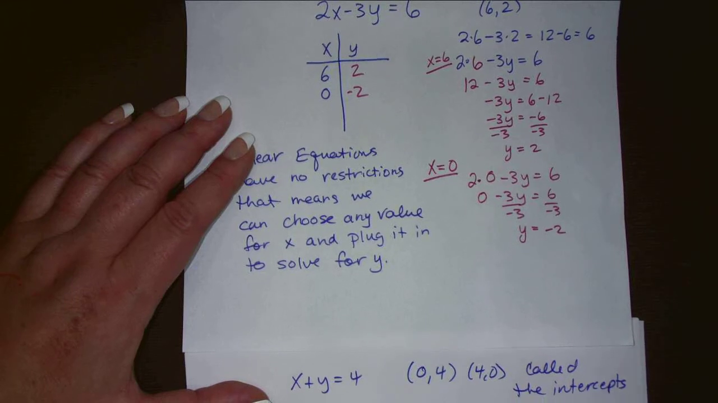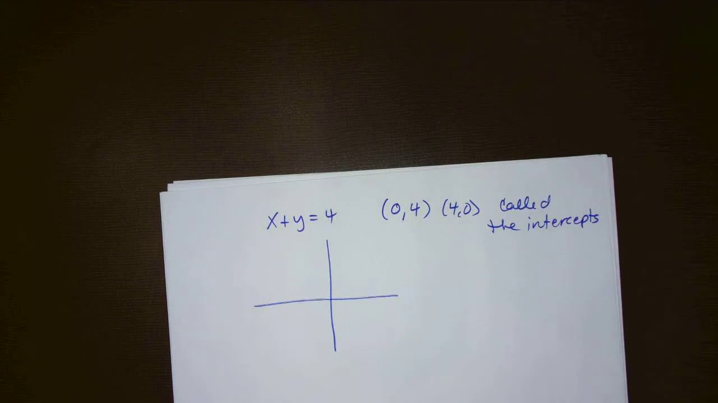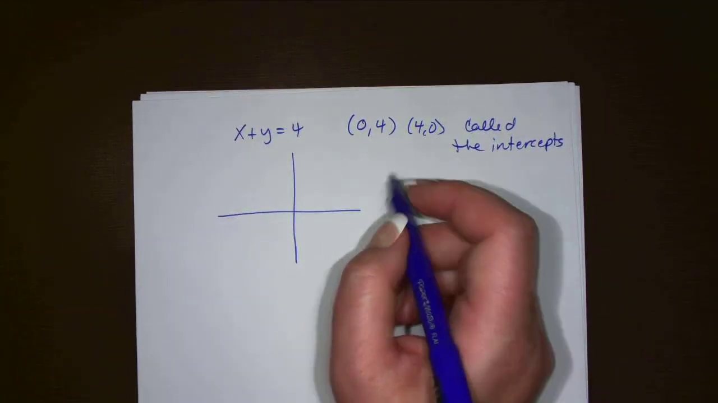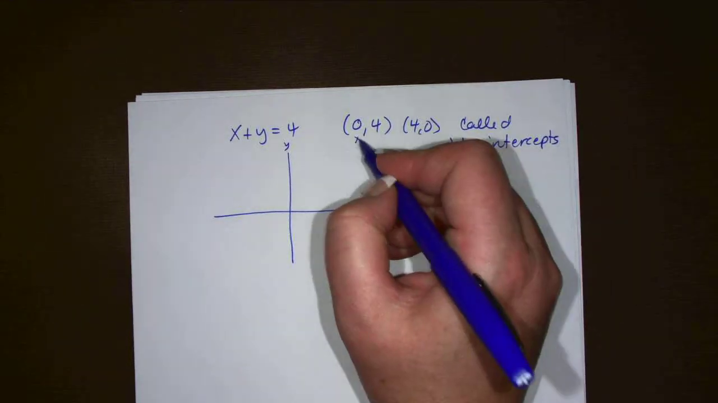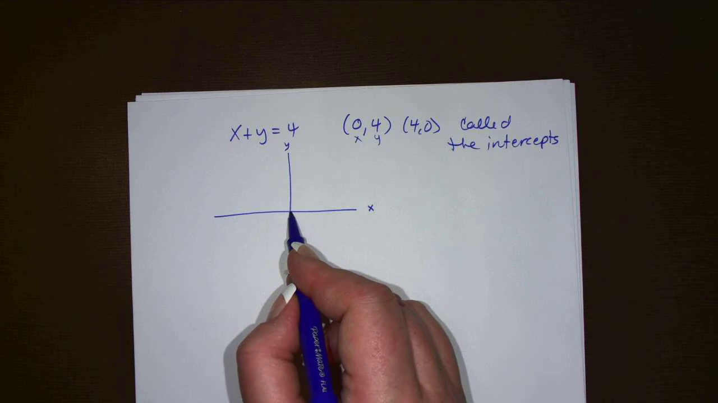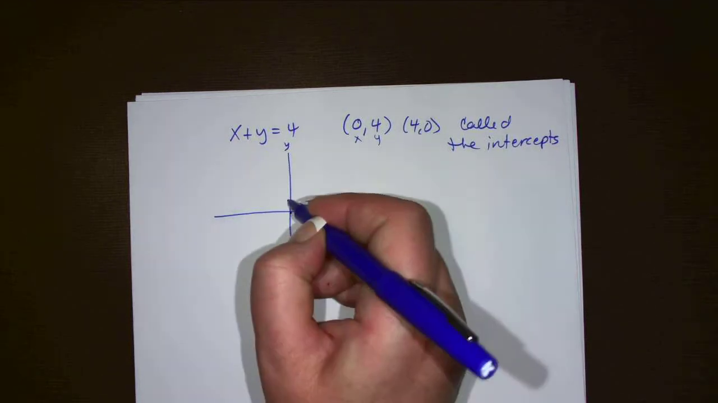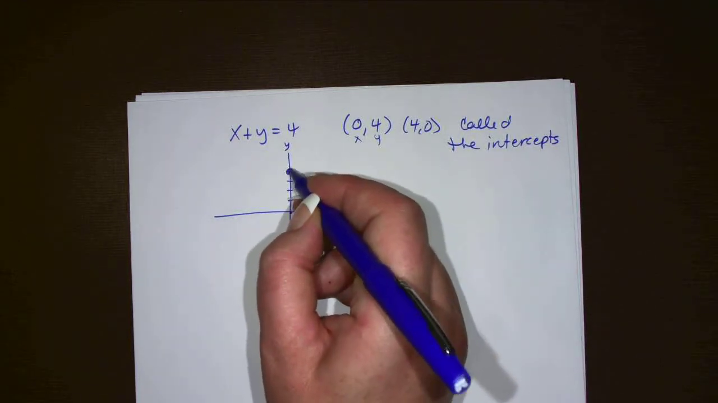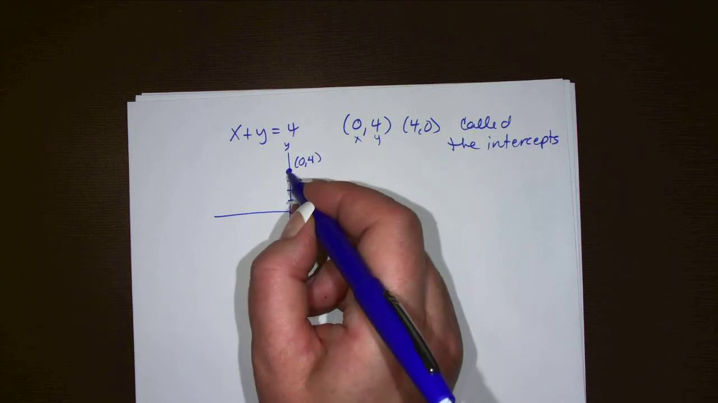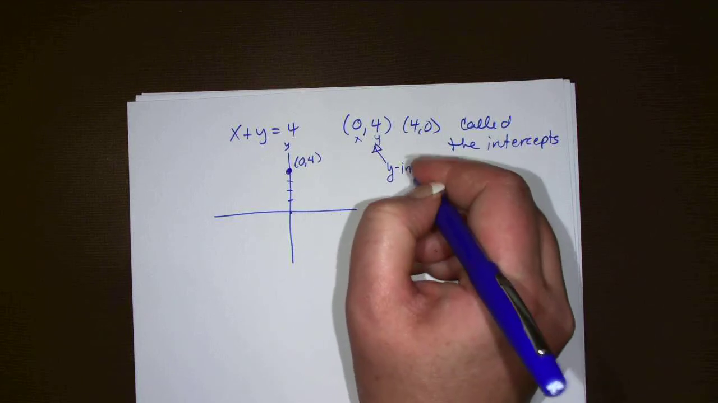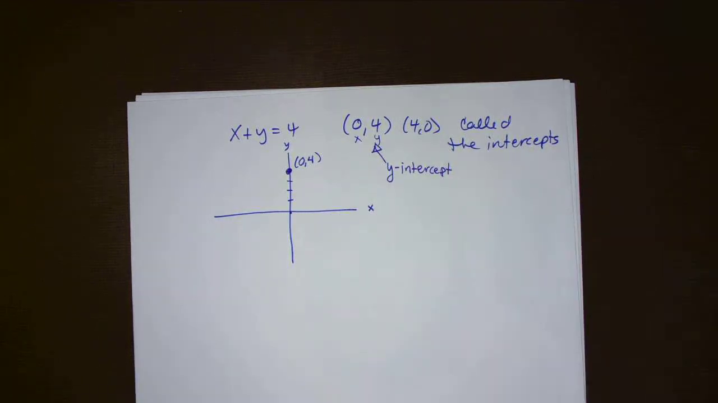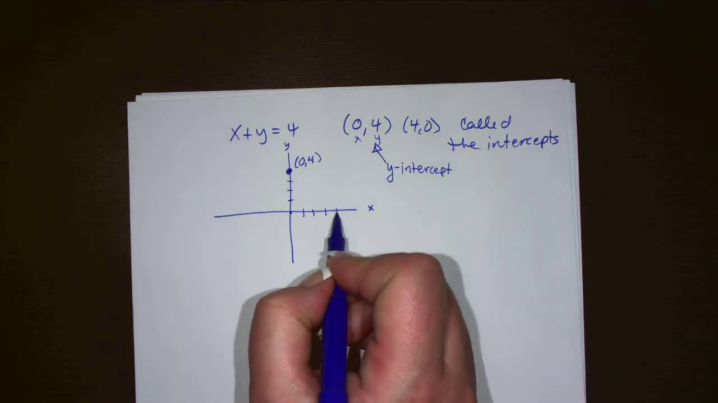Okay, so let's make a little coordinate axis, an x and y axis. So here's the x, here's the y. And how do we plot a point? We say this is x and this is y, so you go to 0 on the x, it means don't go left or right, and up 4. So this is the point (0, 4). It is on the y-axis, so this point is called the y-intercept. It's where it crosses the y-axis. And the other point is 4 for the x and 0 on the y. This point is called the x-intercept.